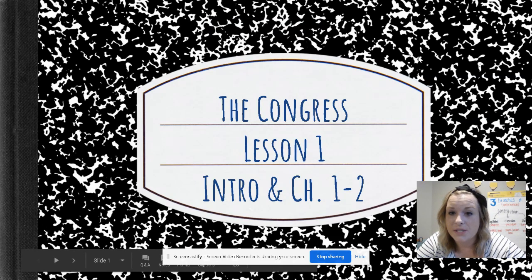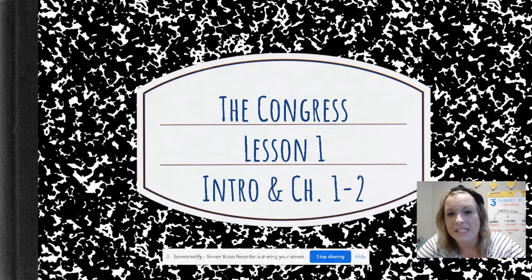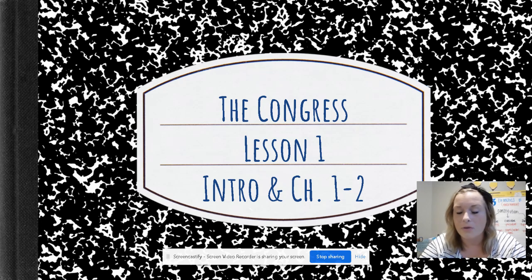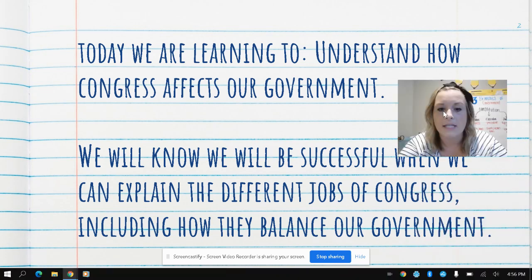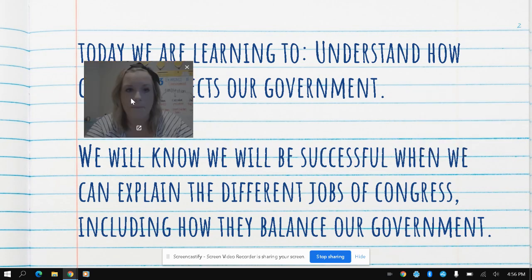This year, we are starting off with the three branches of government. So, as we begin, we're going to begin by talking about Congress and lesson one. And we're going to do an intro as well as chapters one and two to introduce you to our three branches of government. So, today, we're going to understand how Congress affects our government. We will know we'll be successful when we can explain the different jobs of Congress, including how they balance our government.